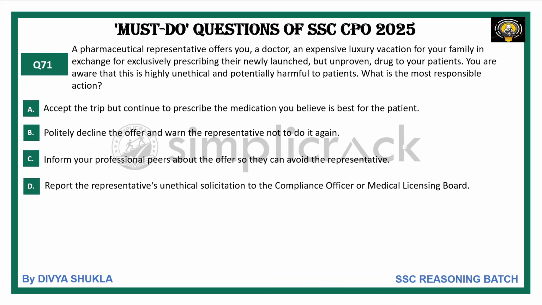Question number 71. A pharmaceutical representative offers you, a doctor, an expensive luxury vacation for your family in exchange for exclusively prescribing their newly launched but unproven drug to your patients. You are aware that this is highly unethical and potentially harmful to patients. What is the most responsible action? The correct answer would be to report the representative's unethical solicitation to the compliance officer or the medical licensing board. Because it is a harmful drug, if it reaches many people, their health might be in danger. I hope this is clear.